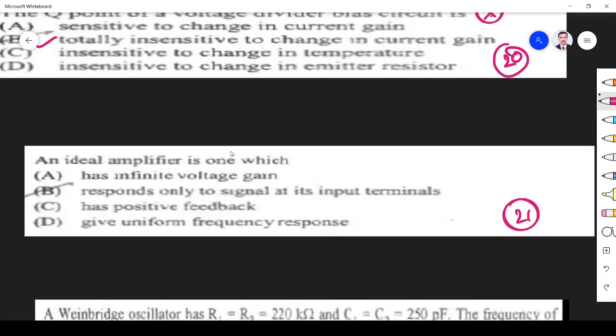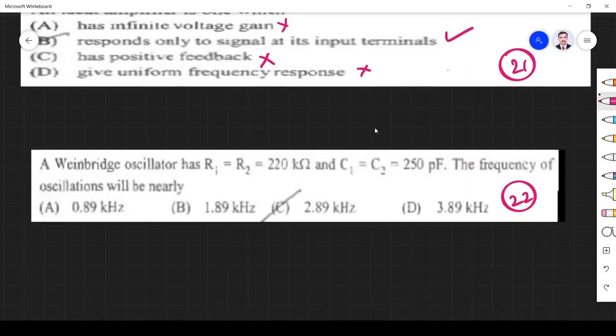An amplifier is one which has infinite voltage gain, maybe positive feedback. No, it is an oscillator. Uniform frequency response, that may vary. Ideally it has infinite voltage gain. So this is wrong, this is wrong. It responds only to signal at its input, right? So option B is the right answer, right?